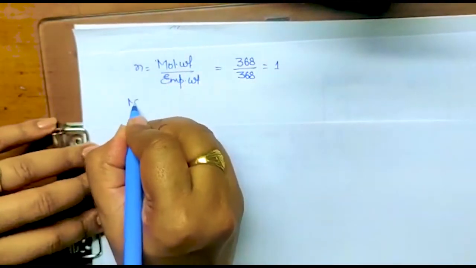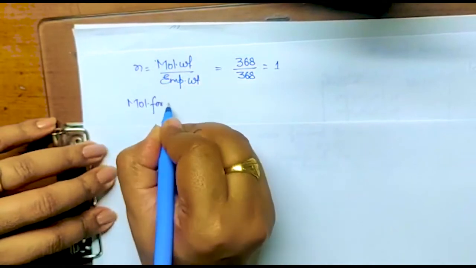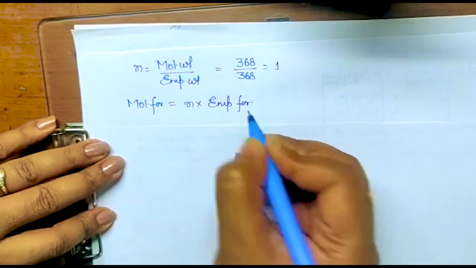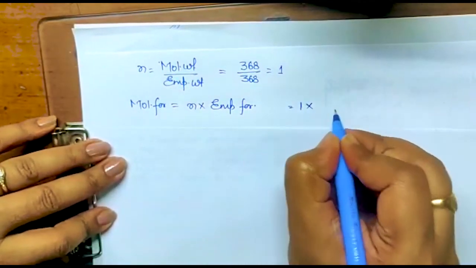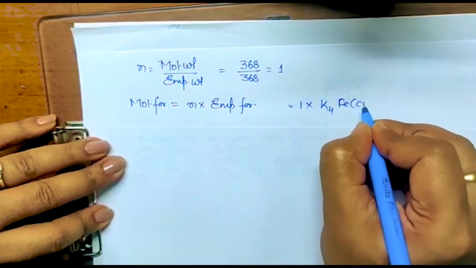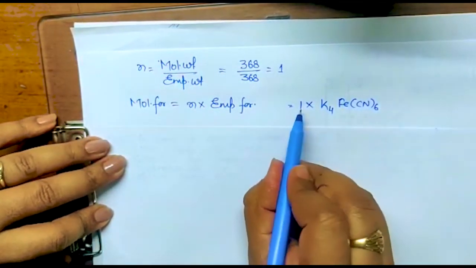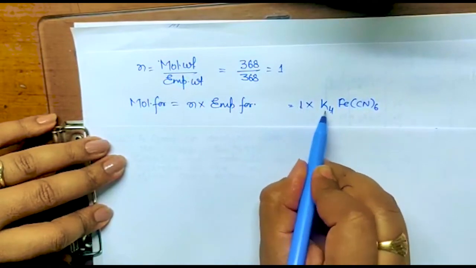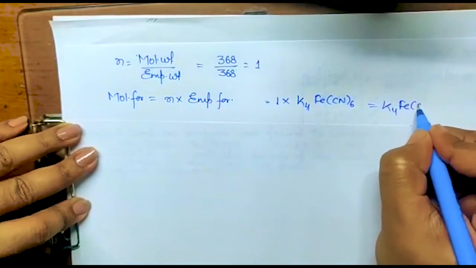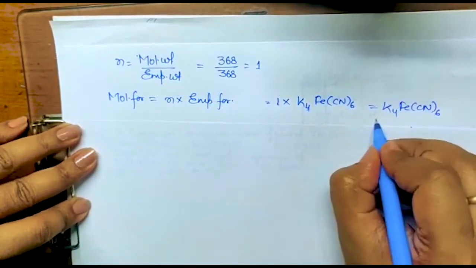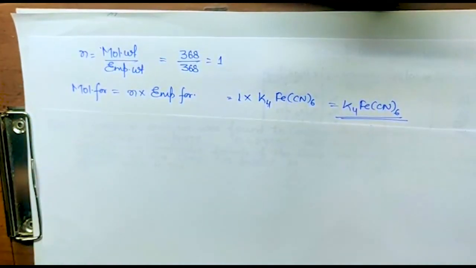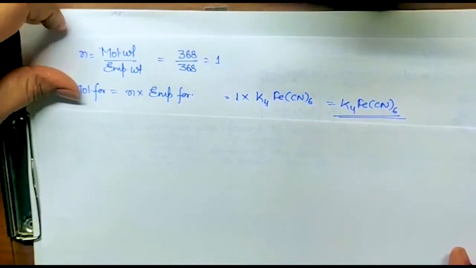So molecular formula will be N into empirical formula. So N is equal to 1 and empirical formula is equal to K4Fe(CN)6. So this multiplication will be here in this way. Okay. So ultimately this is the same thing. Anything multiplied by 1 will be same, isn't it? So this is the formula. Clear? I hope all these things are clear?